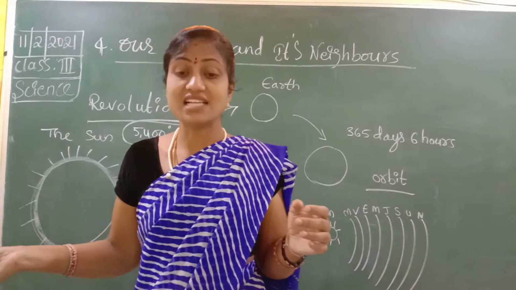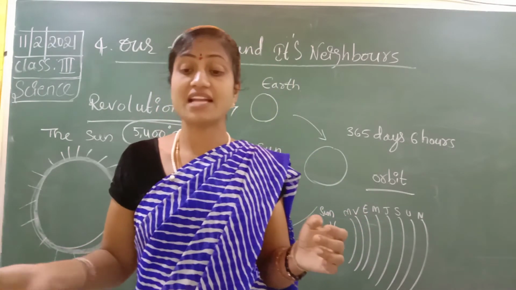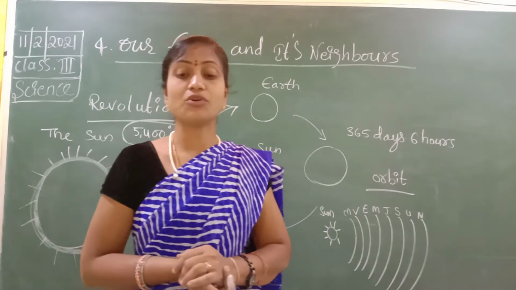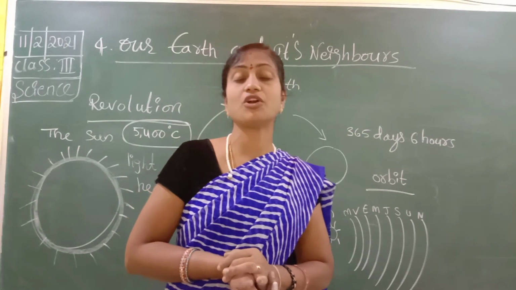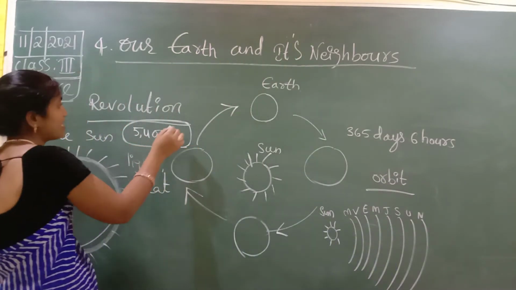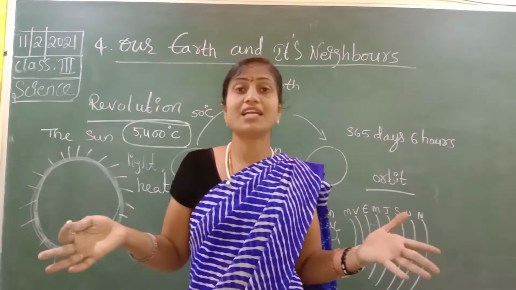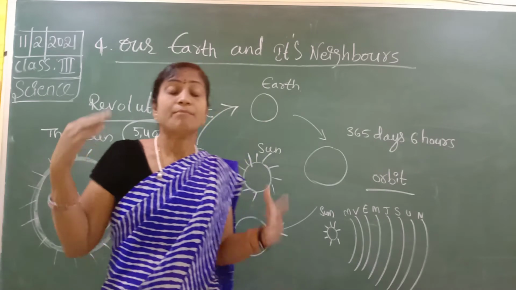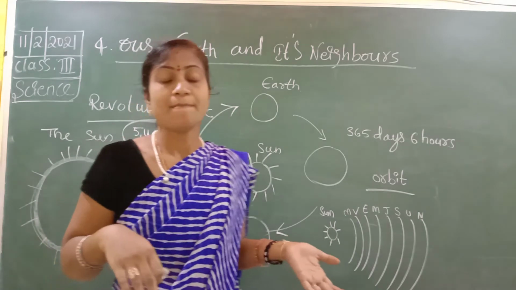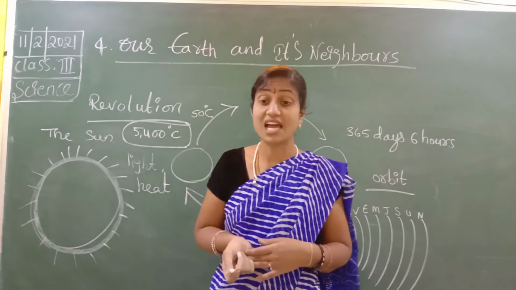The sun's surface is about 5400 degrees centigrade. In comparison, on a very hot day the temperature on the earth goes only up to 50 degrees centigrade, and we can't even bear that. We can't imagine 5400 degrees, so heavy a temperature on the sun's surface. So this is about the sun.